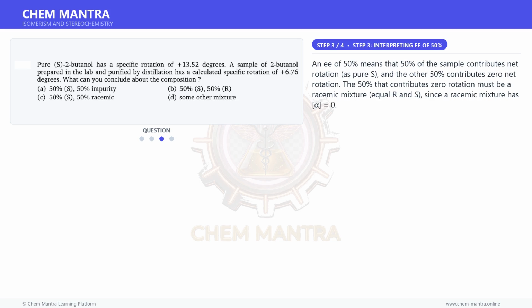Moving on to the next step. An E of 50% means that 50% of the sample contributes net rotation as pure S and the other 50% contributes zero net rotation. The 50% that contributes zero rotation must be a racemic mixture, equal R and S, since a racemic mixture has alpha equal to 0.